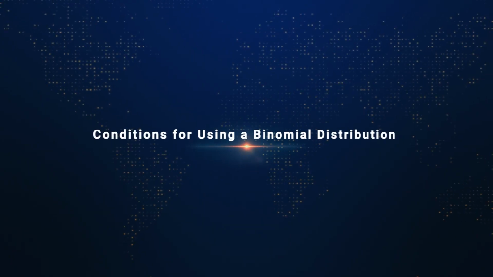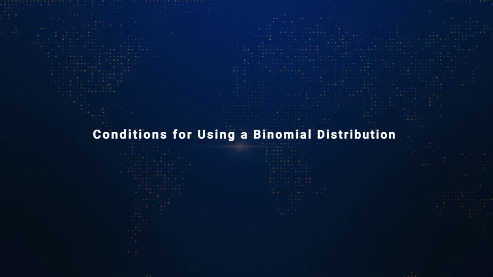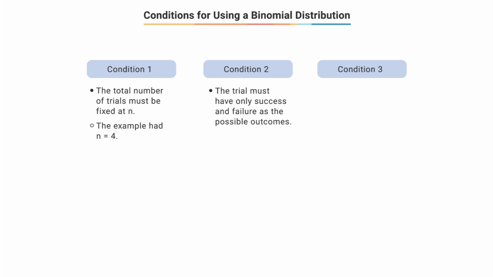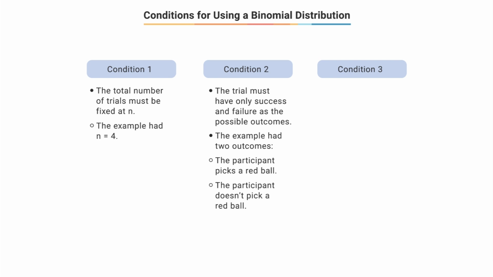Let us now understand under what conditions we can use the binomial distribution. First, the total number of trials must be fixed at n. In our example, every participant got exactly 4 chances to pick out balls from the bag, so n is equal to 4 here. The second condition is that each trial is binary in nature, which means that it has only 2 possible outcomes, success or failure. Going back to our example, there were only 2 possible outcomes when the participant tried to take out a ball. The first possibility is that he picks a red ball, and the second possibility is that he does not pick a red ball.